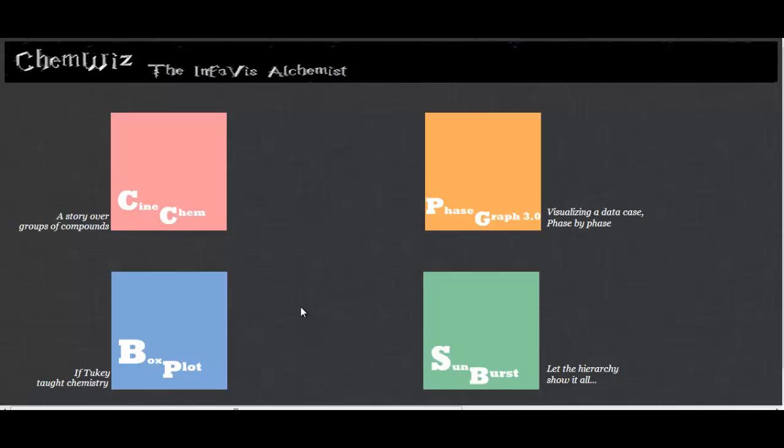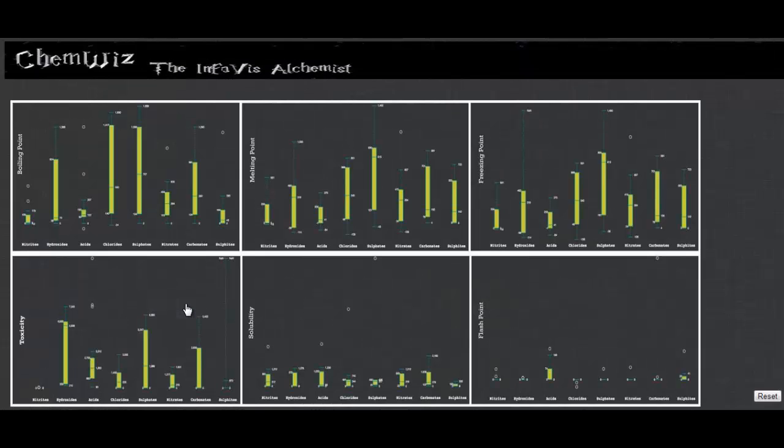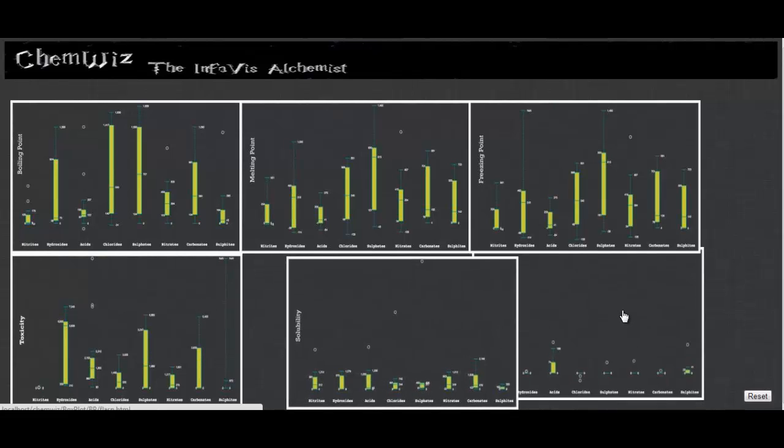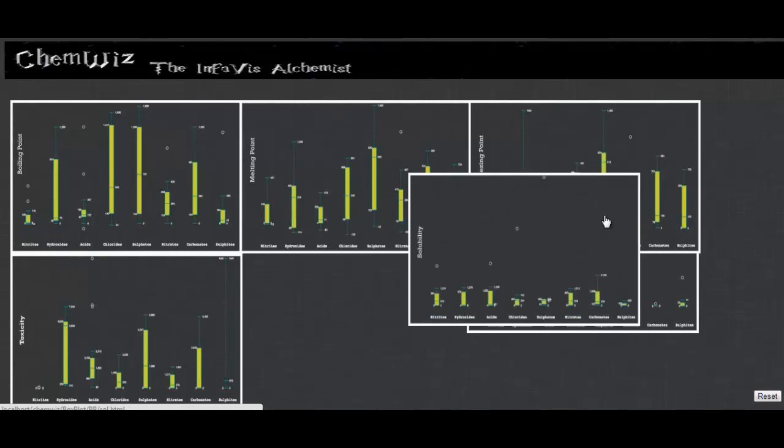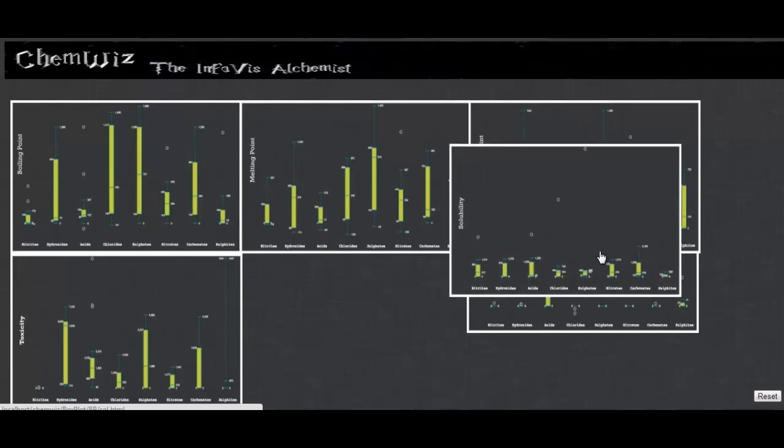Next, we shall look at the box plot. The box plot view leverages the small multiples principle as advocated by Edward Tufte, wherein the user sees a trellis view with box plots for each of the properties of the compounds. Think of this as a workspace in which the user can drag around the individual plots and get better comparison between any 2 properties across groups.